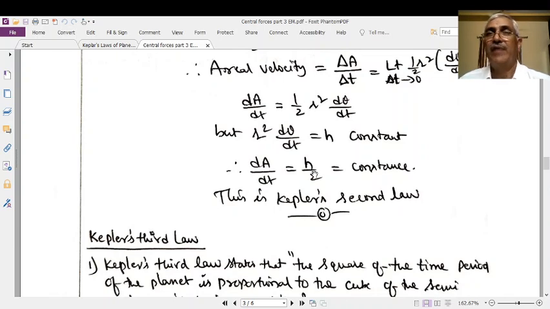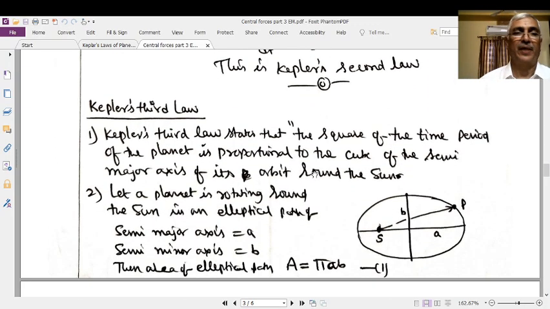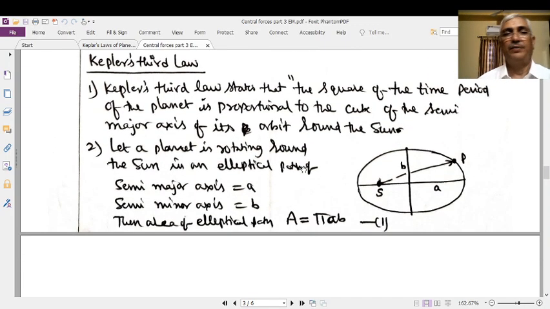Okay, but what will happen? At the furthest distance, velocity is less. At the closest distance, velocity is more. Velocity will be adjusted likewise, so that the radius vector covers equal areas in equal intervals of time. Right. Kepler's third law. Let us go for Kepler's third law.